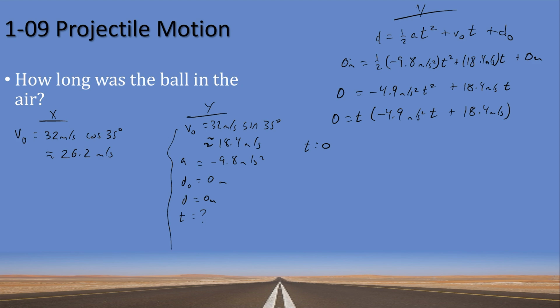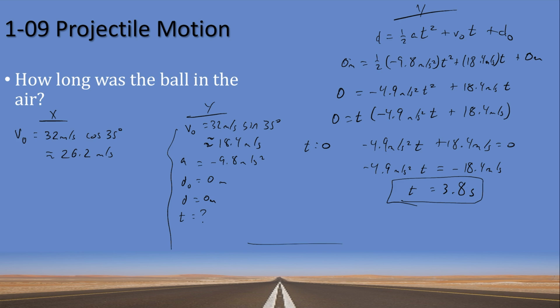T equals 0 is not very helpful, but the other one will be. So subtract the 18.4 and then divide. And when you divide, you should get 3.8 seconds. So the ball was in the air 3.8 seconds. The other 0 comes from it went up and came down, so it was at 0 at 0 seconds, and then hit again at 3.8 seconds later.